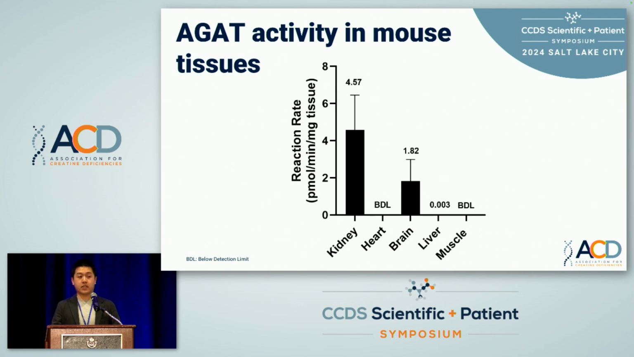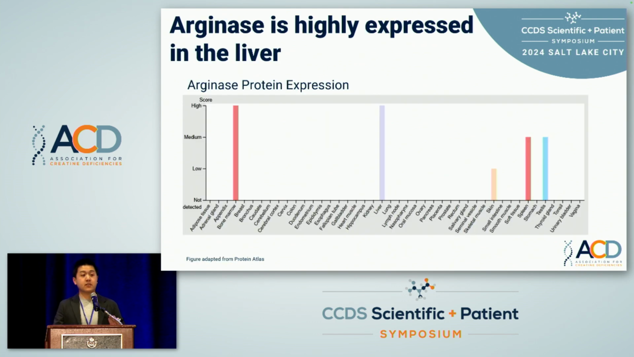What's actually interesting to note here is that even though the liver does contain AGAT protein, the amount of AGAT activity that we actually detect is very minuscule, basically almost nothing. And so we want to explore why this was the case. What's interesting to note is that the liver actually contains high levels of an enzyme called arginase. In fact, arginase is only expressed in very few tissues, with it being expressed at high levels in the bone marrow and liver, medium levels in the spleen and testes, and low levels in the skin.